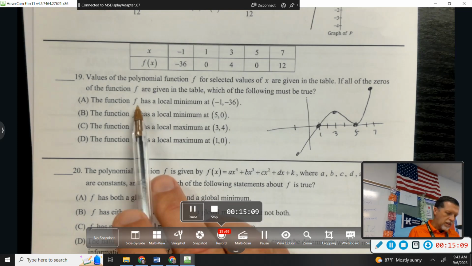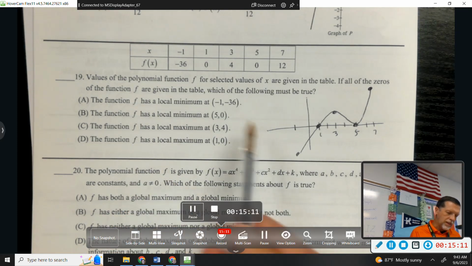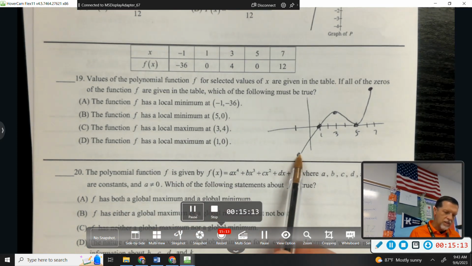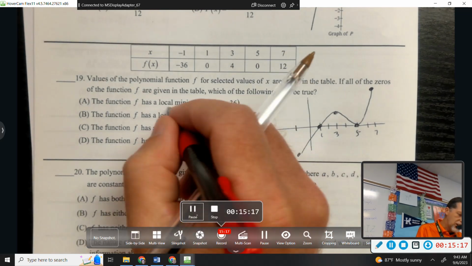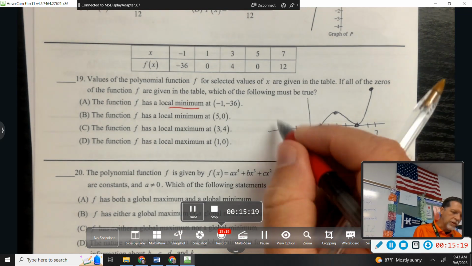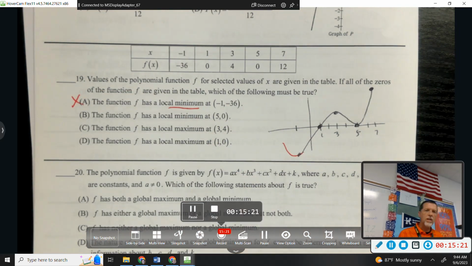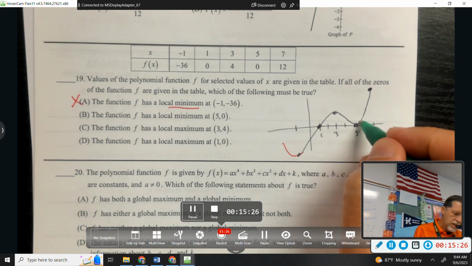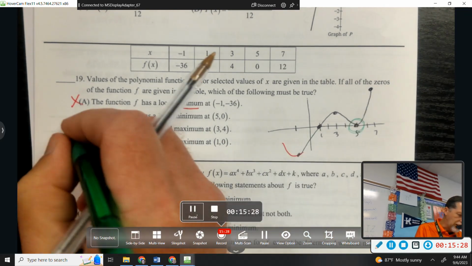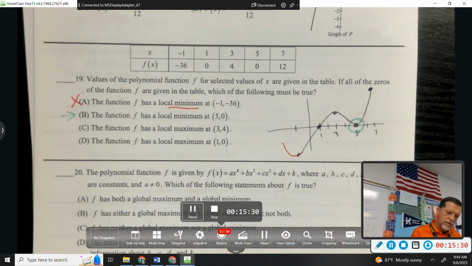The f has a local minimum at -1, -36. No, because if it had a local minimum, that would mean it's headed back up, and then it would cross, so that's out. A local minimum at 5, 0. Yeah, that looks pretty good. Let's keep going, though. A local maximum at 3, 4.